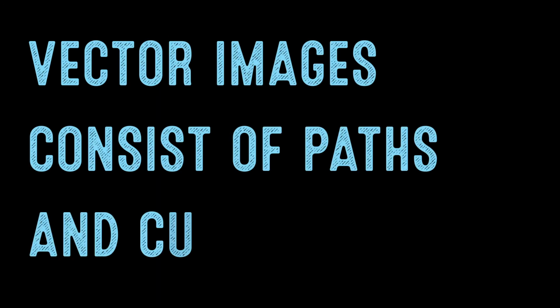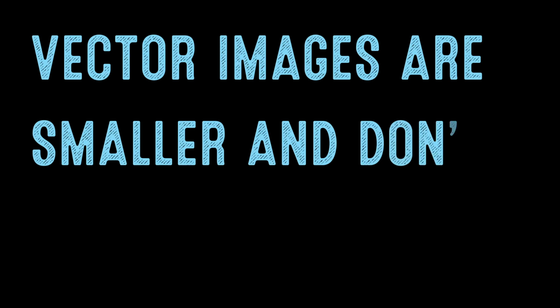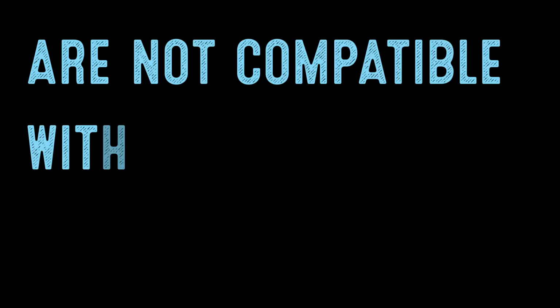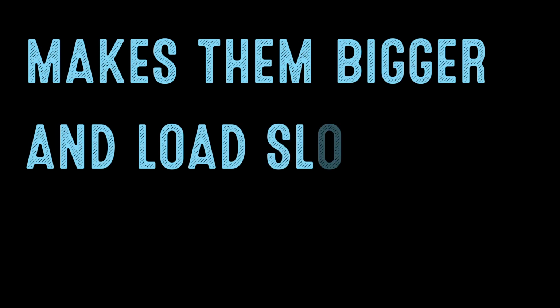We learned about vector and raster images. Vector images consist of paths and curves. Raster images consist of maps of pixels. Vector images are smaller and don't lose quality, but are not compatible with many web applications. Adding pixels to raster images to increase quality makes them bigger and load slower.